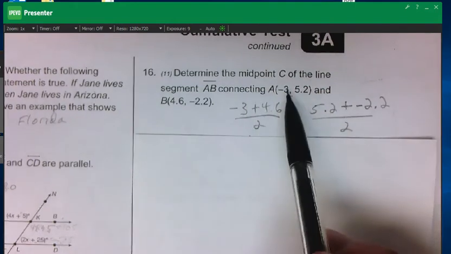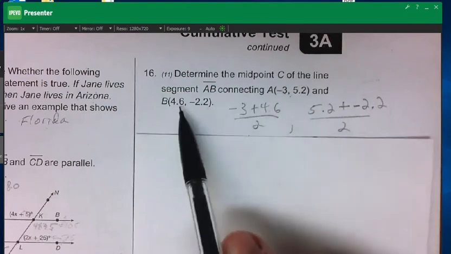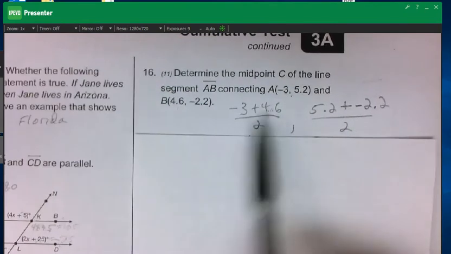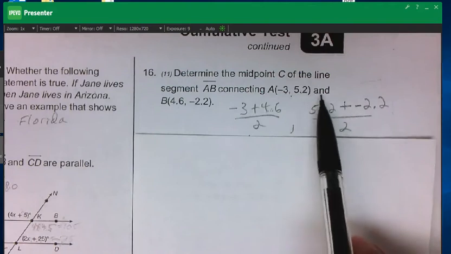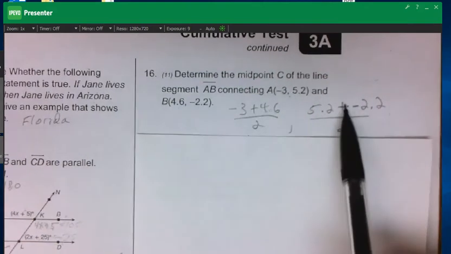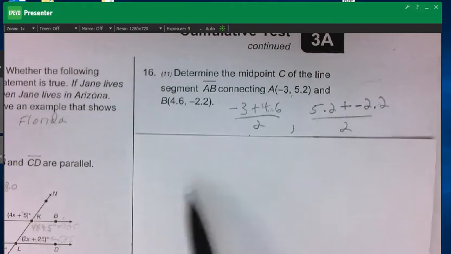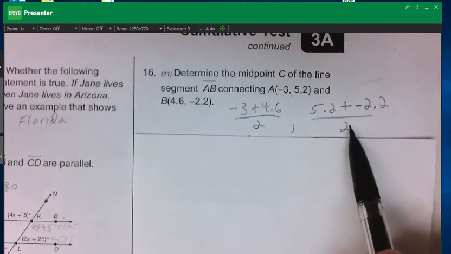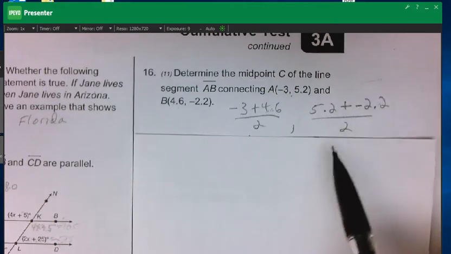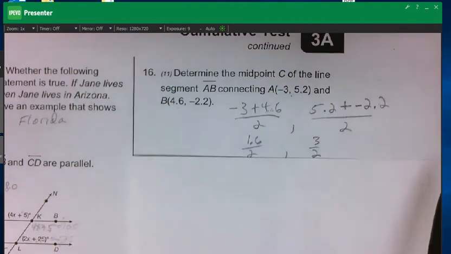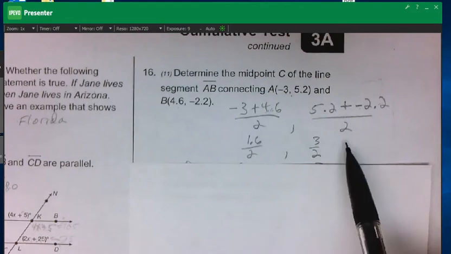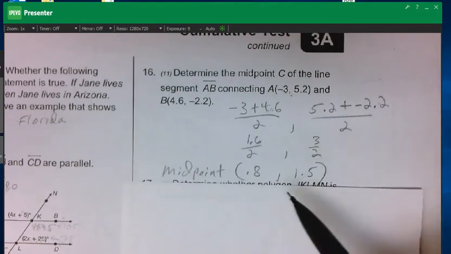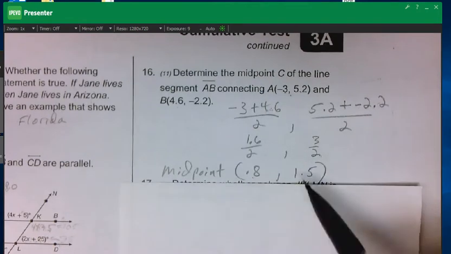This is your y. Notice I've done -3 plus 4.6 divided by 2, and then 5.2. And I went ahead and carried the negative over and said plus -2.2 divided by 2. That's like saying minus 2.2. So you do the math on that, you get 1.6 over 2 and 3 over 2. And your midpoint's 0.8 and 1.5.